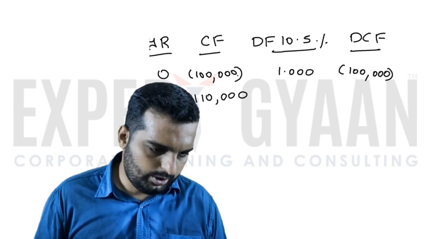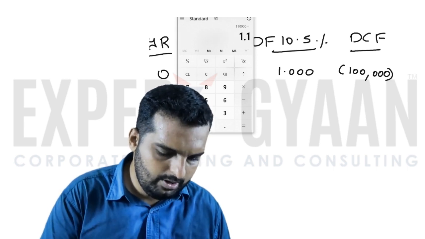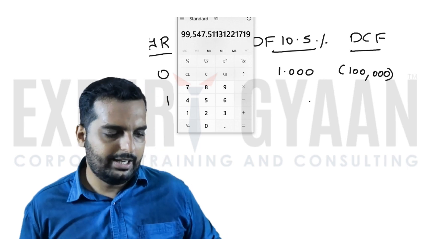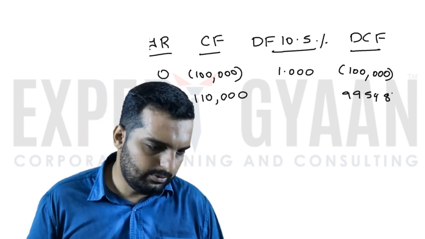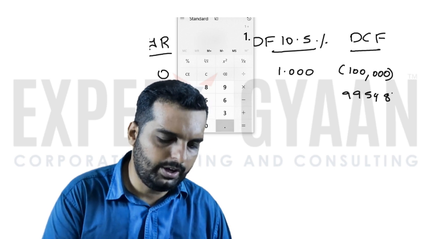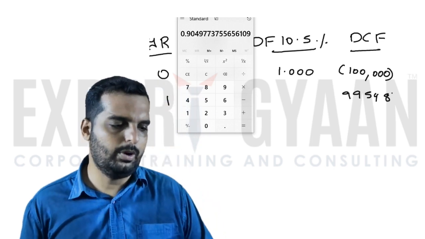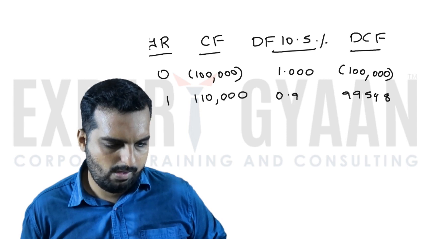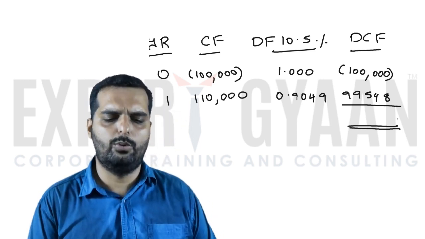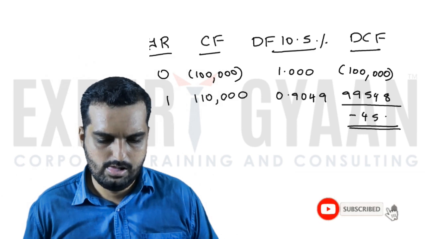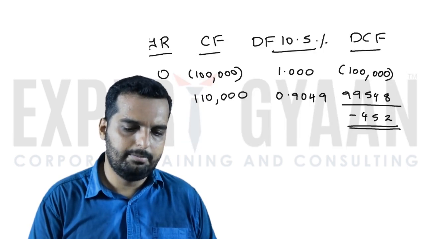And down, let us check what is 1,10,000 divided by 1.105, that is 10.5%. So I get 99,548, and the discount factor would be 1 divided by 1.105, that is 0.9049. Alright, so here I'll get 1 lakh minus 99,548, that's minus 452. So friends, if you check, I got plus 457 here and I got minus 452 over here.